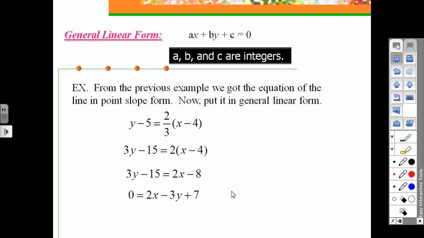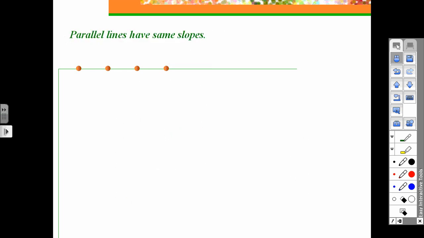Okay, moving on. Parallel lines have the same slope. I think we remember this, as well as that perpendicular lines have slopes that are opposite reciprocals of each other. This will be handy when they ask you to come up with the equation of a line and they give you certain characteristics of it. Maybe it's a line parallel to another line or perpendicular to another line. So that will help you get your slope.